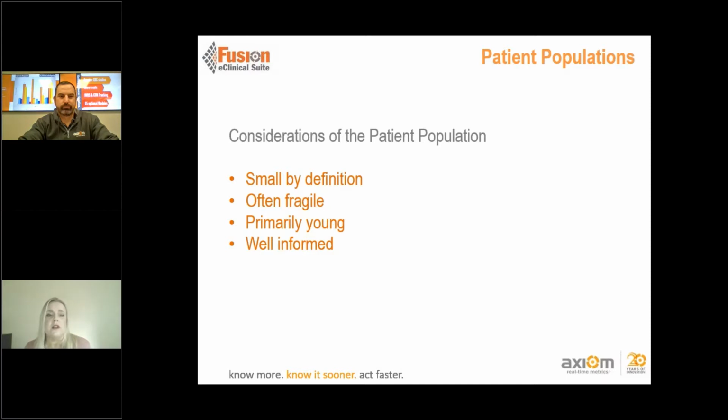Your patient population in rare diseases is also very well informed. The patients themselves or family members are often well informed about the condition in itself and also about current availability of therapies or upcoming therapies and research.